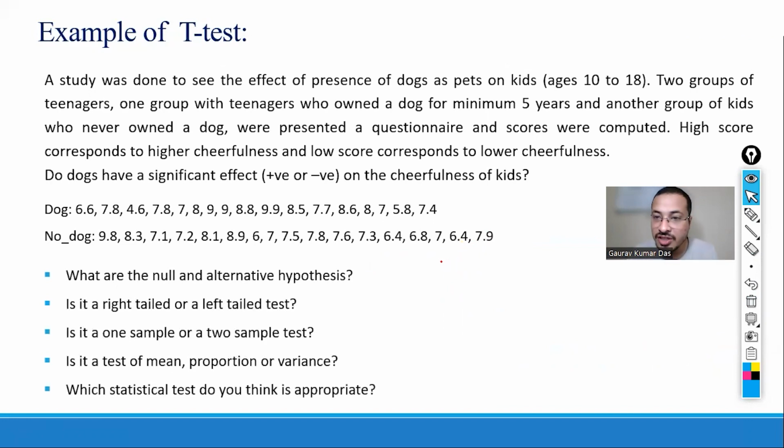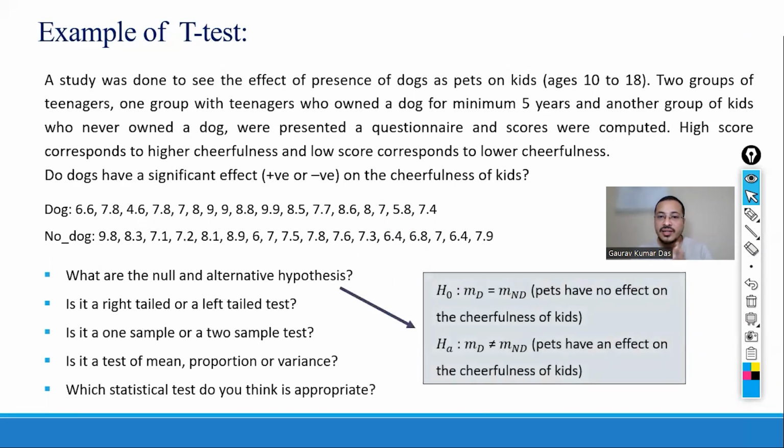Now these are the questions which typically are asked in hypothesis testing. The first thing which comes to your mind should be, how do I state the null and the alternative hypothesis? So the null hypothesis will be what? The null hypothesis will be that the score of people with dogs is equal to the score of people with no dogs, which means that pets do not have any effect on the cheerfulness of kids. That will be my null hypothesis.